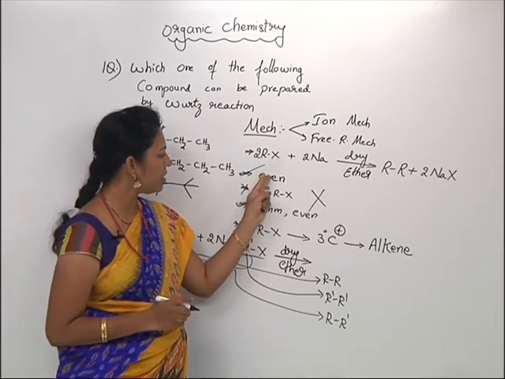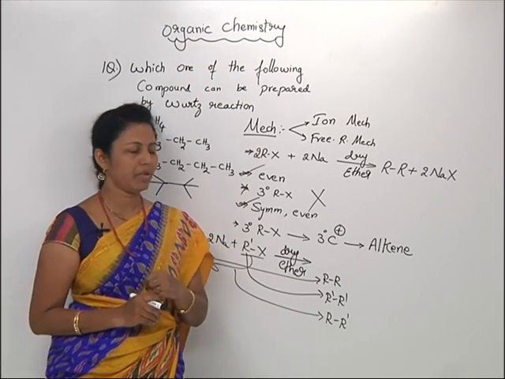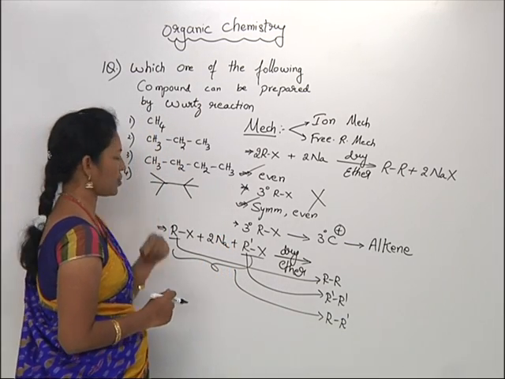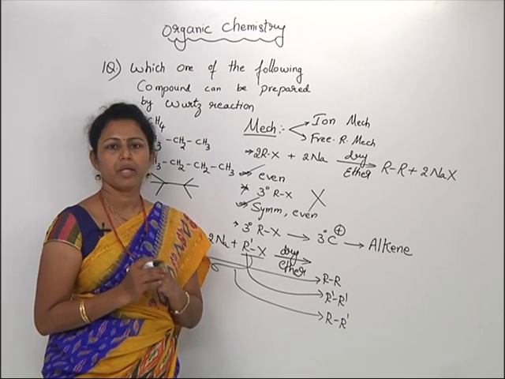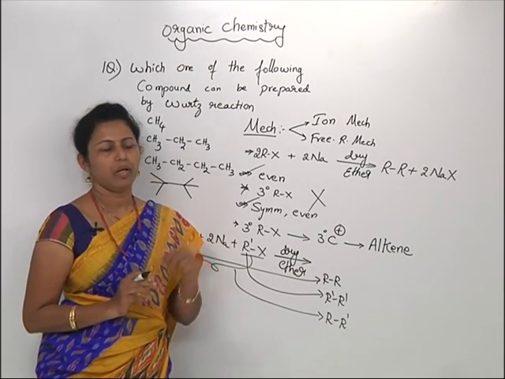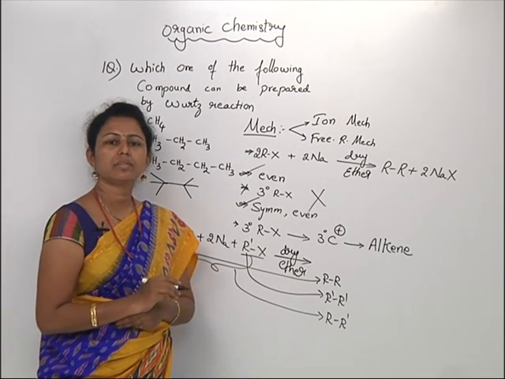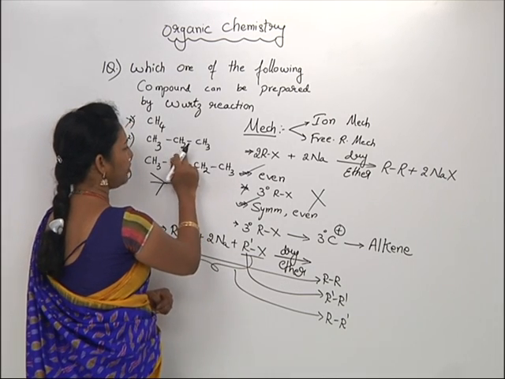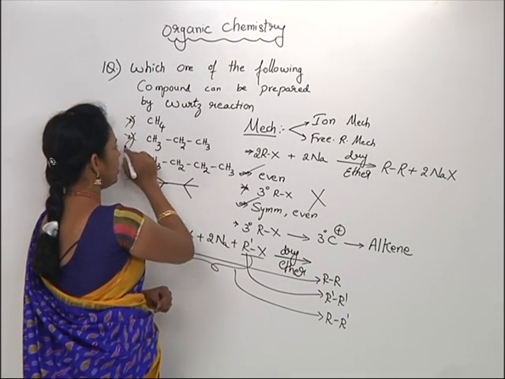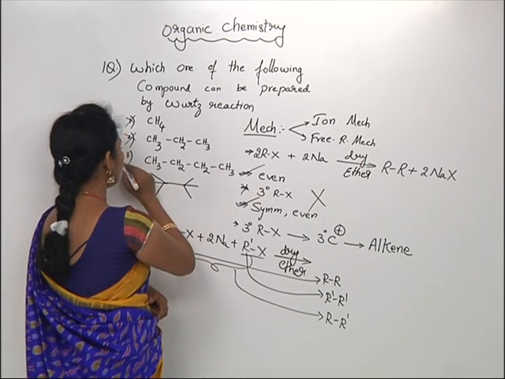So if you take these three conditions, then we can easily answer the question here. First of all, the first option, methane, is a one carbon compound. Methane cannot be prepared by Wurtz reaction because in Wurtz reaction there is a carbon-carbon bond formation. The second option is a 3 carbon compound, so this cannot be prepared here. And the third option is a 4 carbon alkane, so this we can prepare.